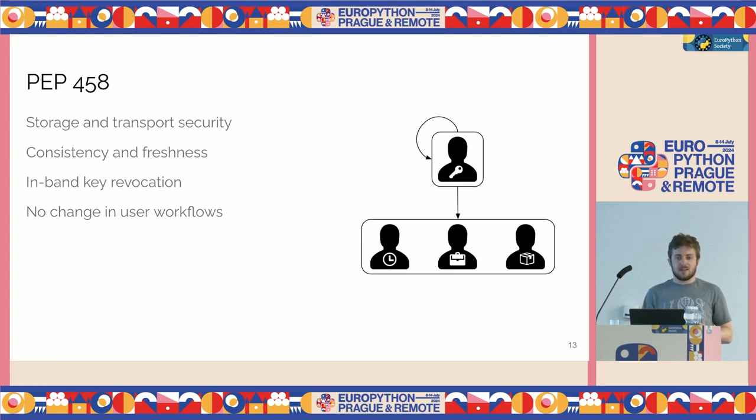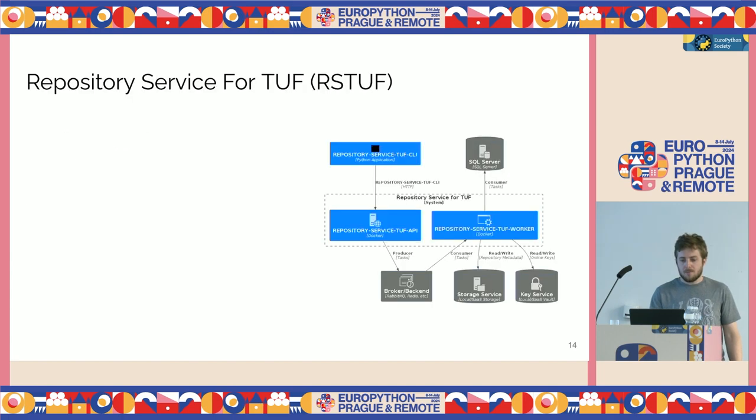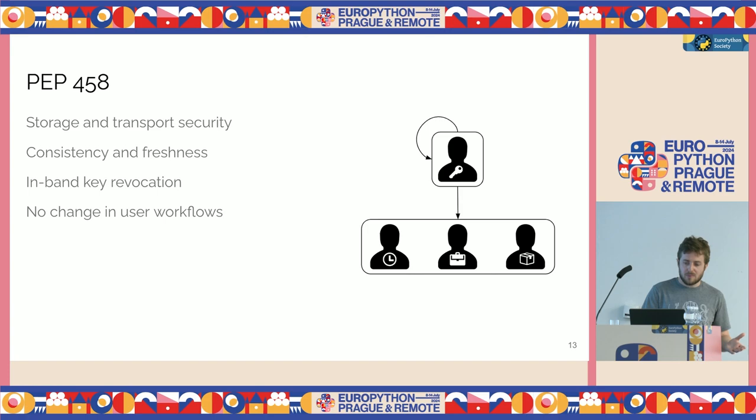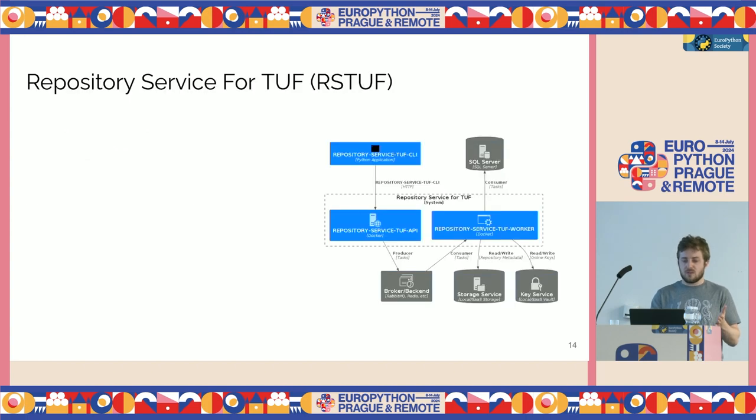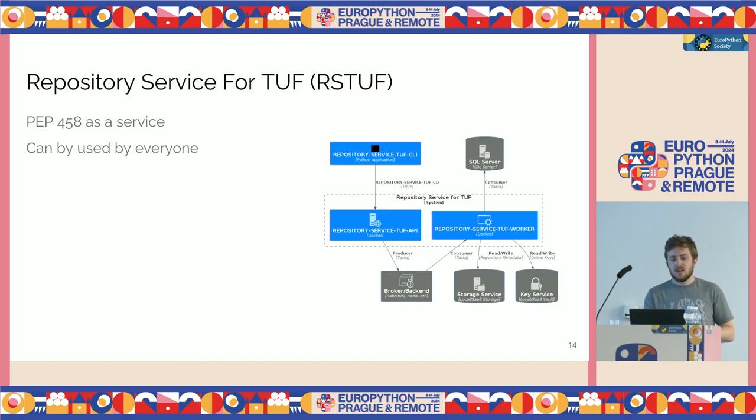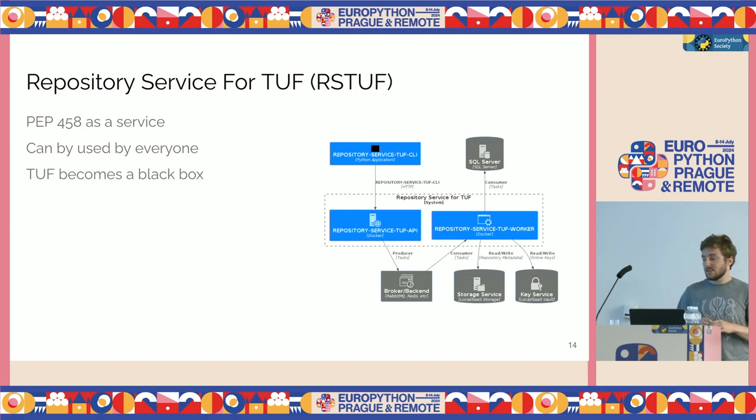And the reason why PEP 458 is actually making it into PyPI, and the more complicated solution maybe not, or not now, is that it doesn't change any user workflows, neither for the package maintainers nor for the downloaders. It's fully transparent for them. And we think those properties are really good, and not only for PyPI. It's a considerable amount of engineering to implement this, and we think it's worthwhile to plug it into a service so that it can be used by everyone. That's one benefit. And to make the whole TUF complexity a black box. So that's why Kairo leads this endeavor. That's why we created RSTUF, Repository Service for TUF.